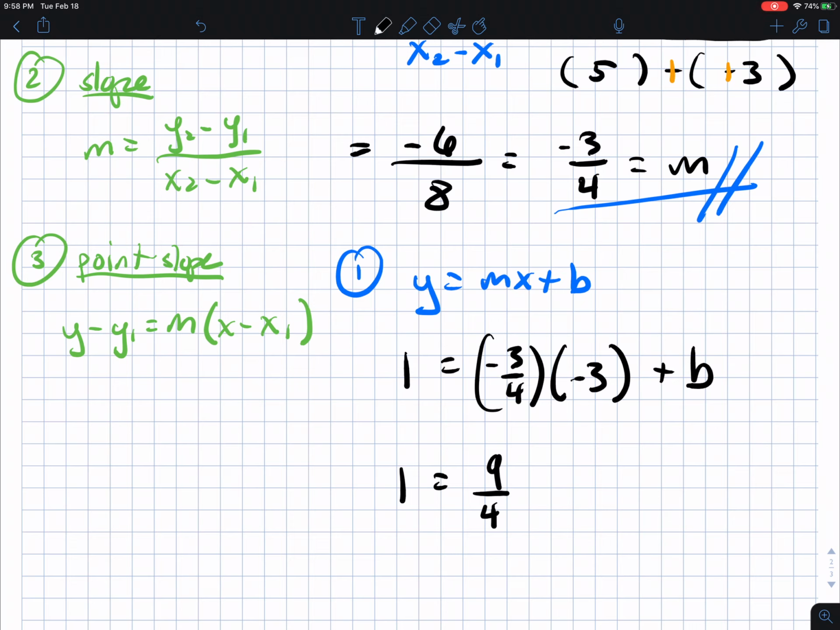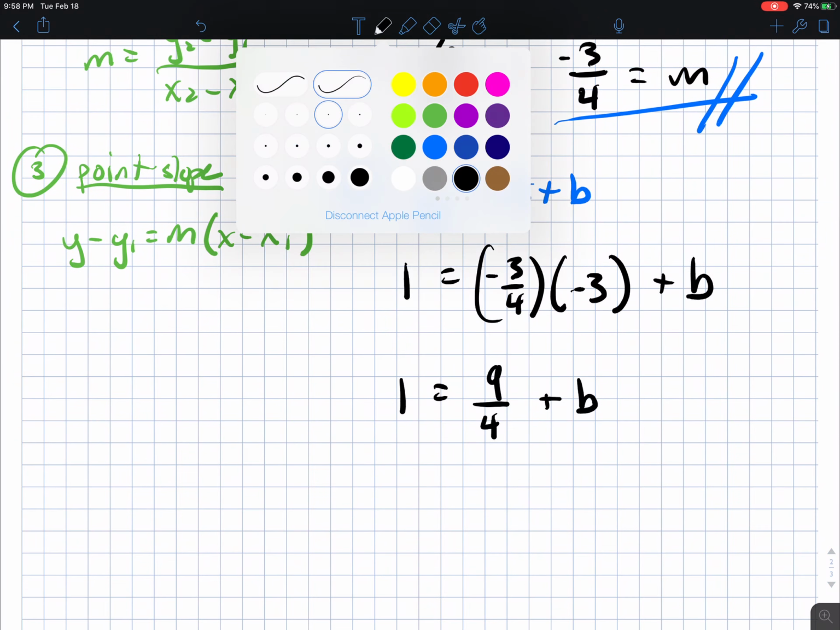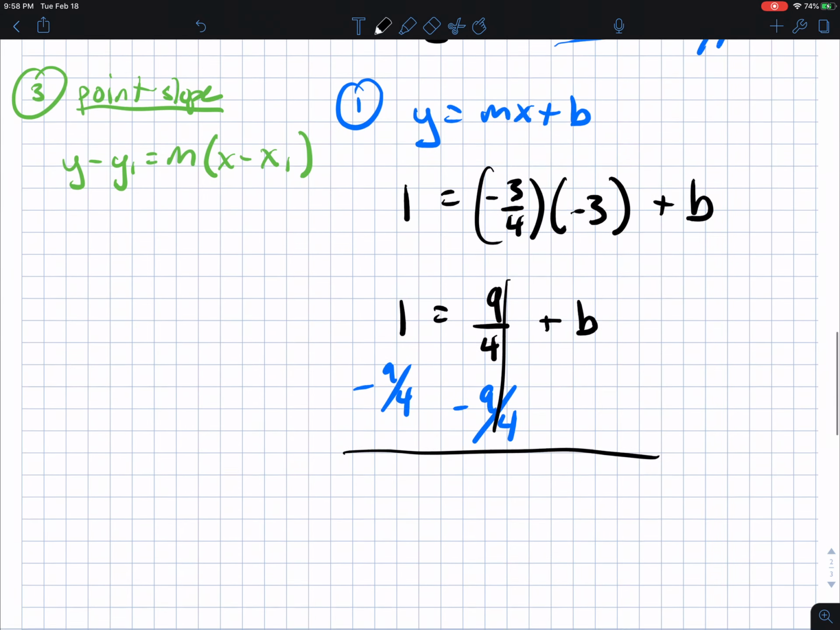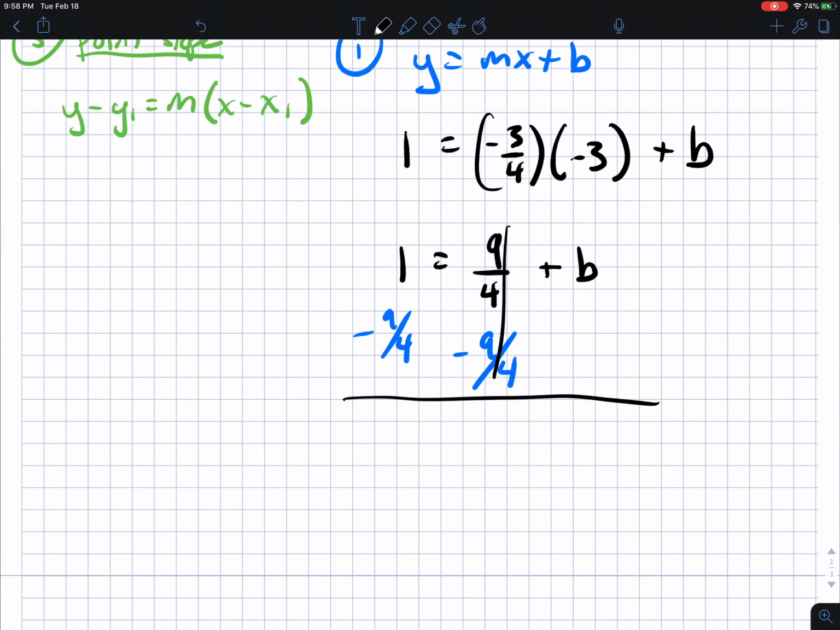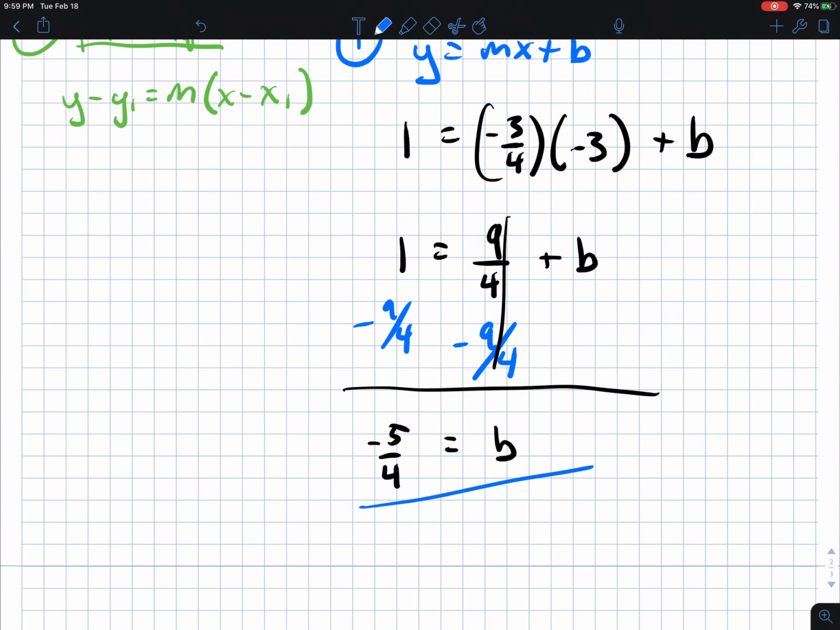Yeah, so we're going to let that be, and then the b comes down, all right? If we're going to get the b by itself, we're going to subtract the 9/4 from both sides. Again, if you're not comfortable adding and subtracting fractions, I would use my calculator. Ultimately, 4/4 minus 9/4 is -5/4 equals b. So now we have our y-intercept. Our y-intercept is -5/4. Okay, this guy right here.